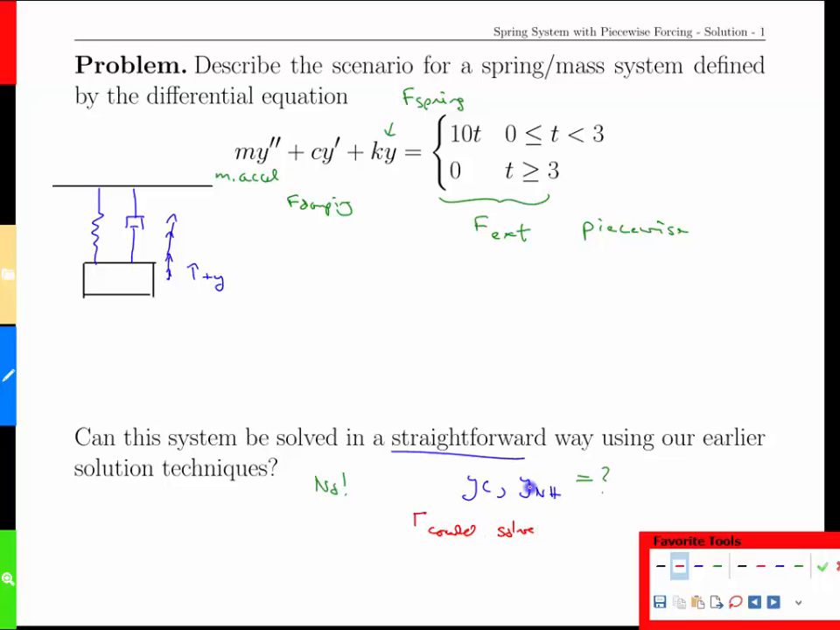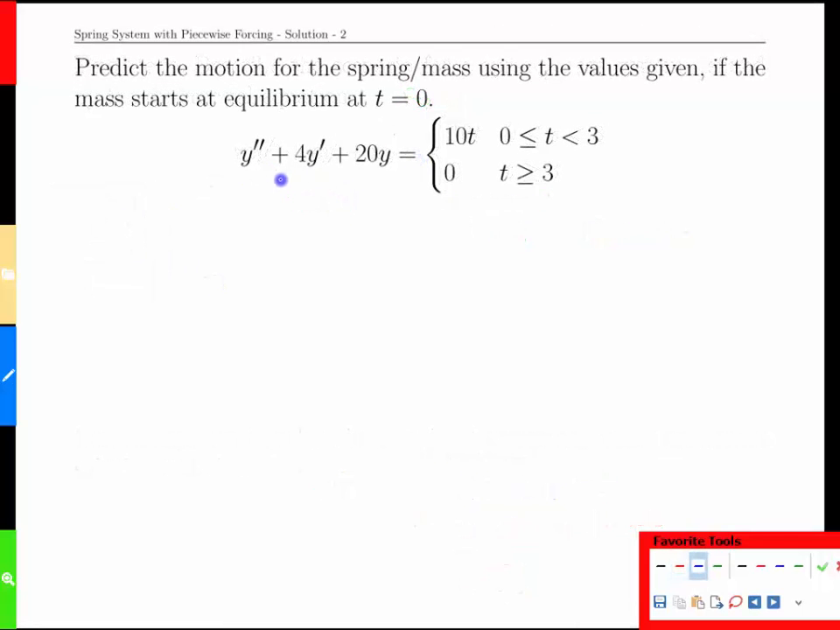We could solve this differential equation with this method on intervals. For example, we could solve it on the time 0 to 3 and then resolve it on the time from 3 out to infinity, but that would be quite a lot of work. We'd have to worry about the transition points and do a lot of bookkeeping. What we're going to see is that we can trade that bookkeeping for maybe a different kind of bookkeeping with Laplace transforms.